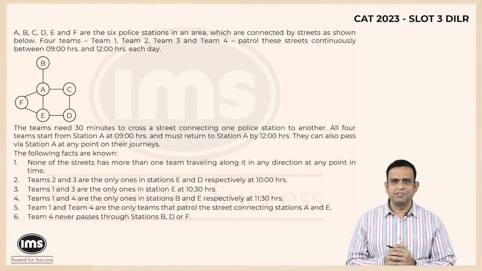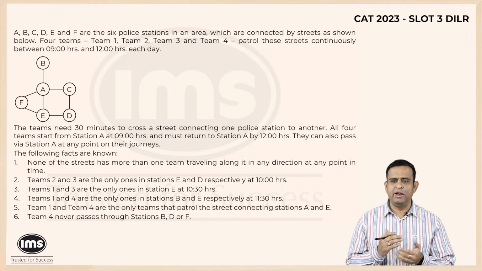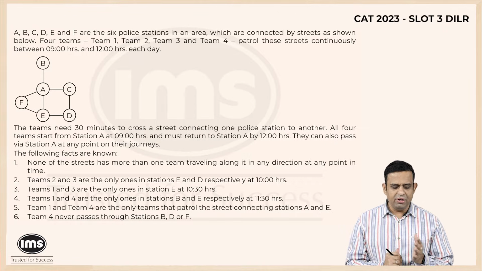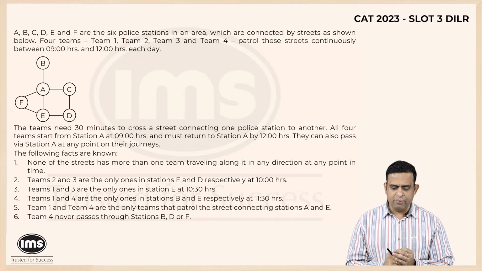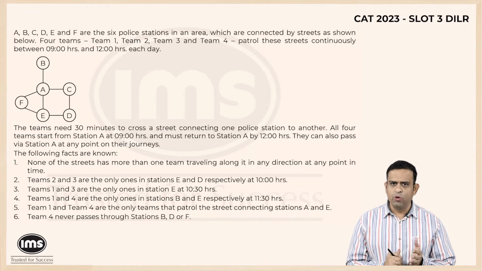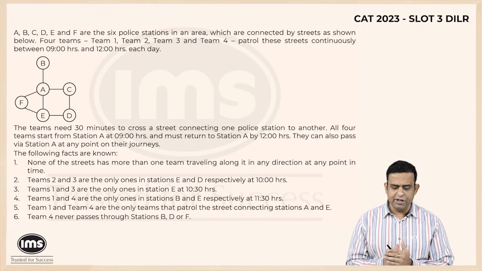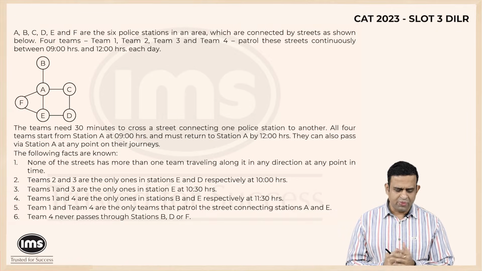The next set is the interesting one, and I was luckily able to solve this under exam conditions also, getting all correct. We will see the best possible approach for this, and explain what exactly needs to be done. The set goes like this. A, B, C, D, E, F are the 6 police stations in an area which are connected by streets as shown below. 4 teams, namely Team 1, Team 2, Team 3, Team 4, patrol these streets continuously between 9 and 12 hours each day. And they have given you a diagram as well.